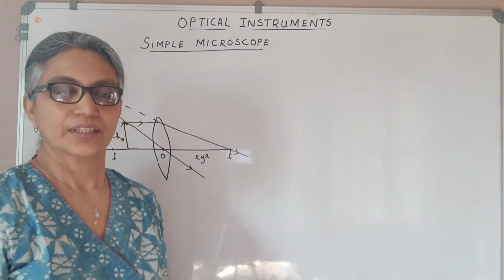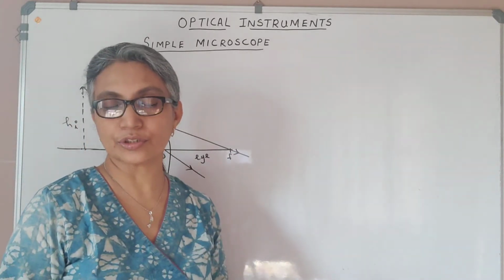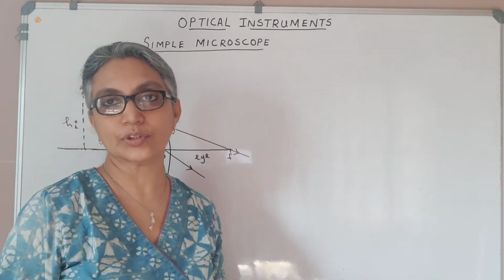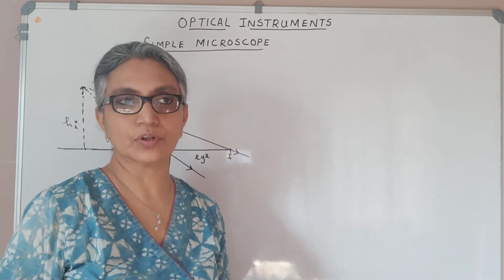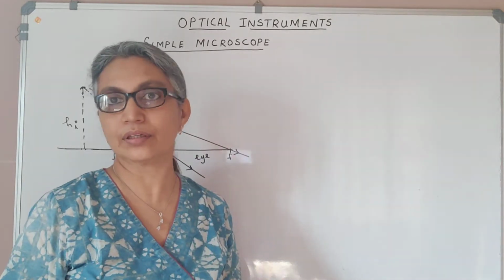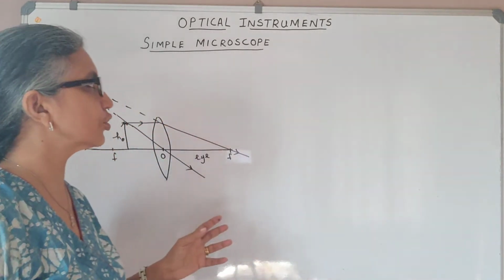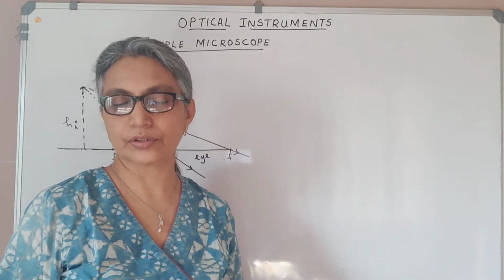Good evening. Today we are going to start with the last session of our ray optics, where we deal with optical instruments. We need to deal with the simple microscope, compound microscope, and telescope, which has two types, the refracting type and the reflecting type. Today in our session we'll discuss the simple microscope and the compound microscope.